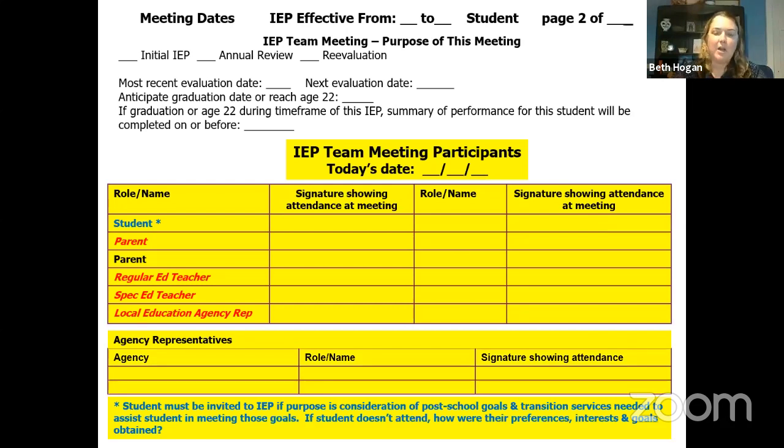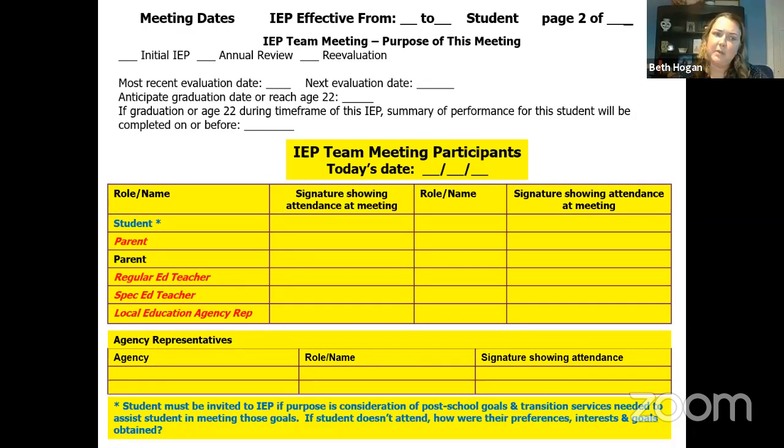So the second part of this particular page talks about the team meeting participants. We've got the names on one side with their signature, their role at the meeting, and just showing that they were in attendance. I'm just going to run through these very quickly because these are the people that are required for an IEP meeting to actually be a true IEP meeting. Starting at age 16, the student needs to be invited. And that means the student needs his or her own invitation. This is not an addendum to mom and dad's invite. The student needs his or her own invite.